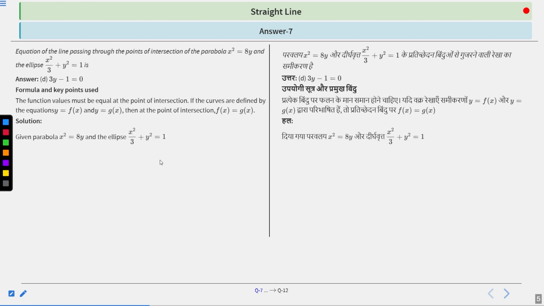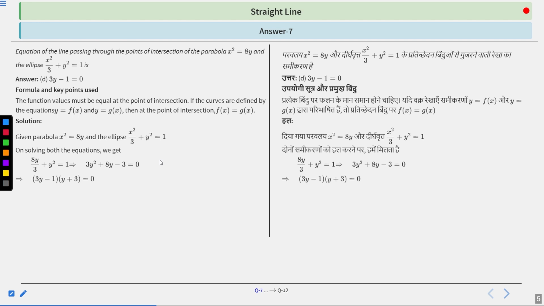We are given the parabola x square is equal to 8y and the ellipse x square by 3 plus y square is equal to 1, right? Now on solving both equations, we basically put x square as 8y. So 8y by 3 plus y square is equal to 1. After solving, you will get 3y square plus 8y minus 3 equal to 0, right? So you will get (3y minus 1) into (y plus 3) is equal to 0. Got it? And after solving, you will get y is equal to minus 3 and 1 by 3.